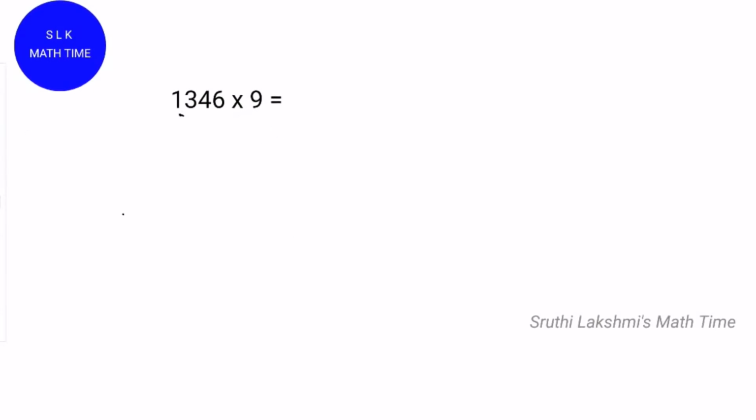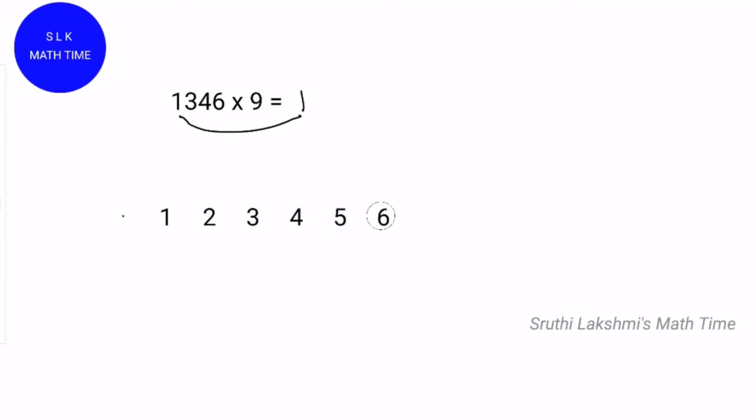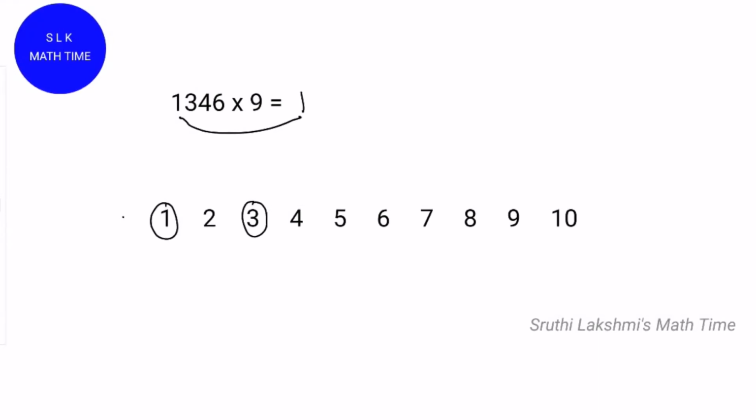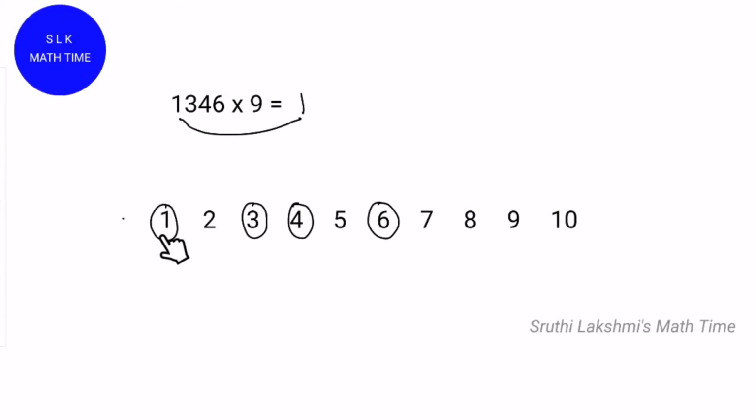First, write down the first digit as it is. Next, imagine or write the numbers from 1 to 10 in a horizontal line. Next, circle or underline the digits. So 1, 3, 4 and 6. Next, find how many numbers there are between the first digit and the second digit, which is 1.